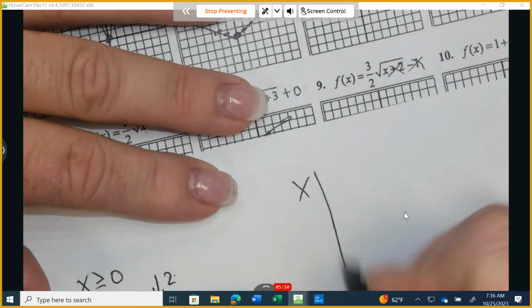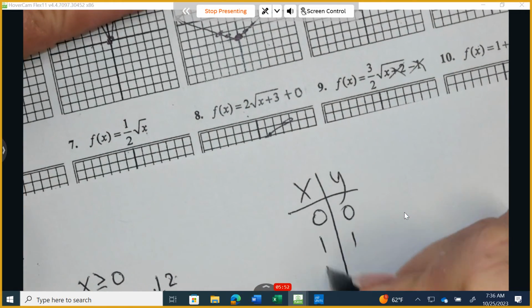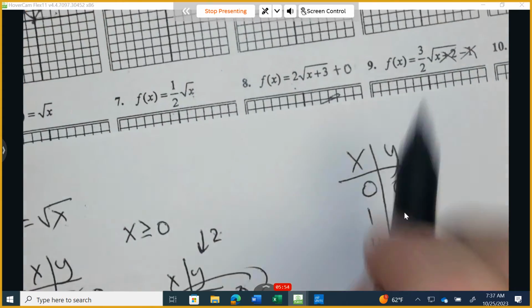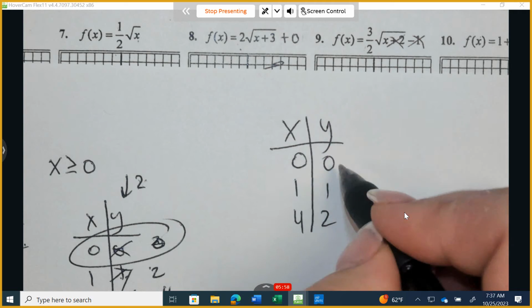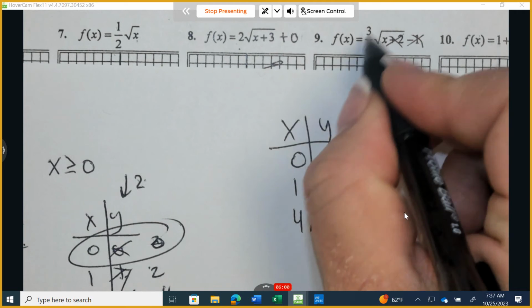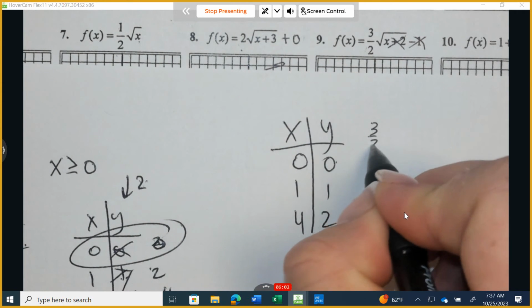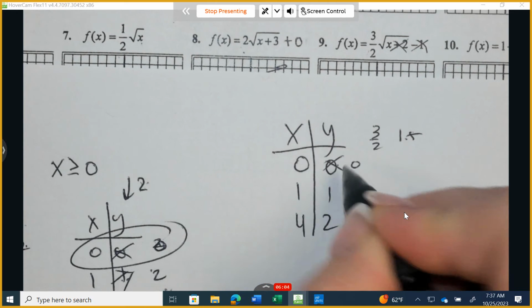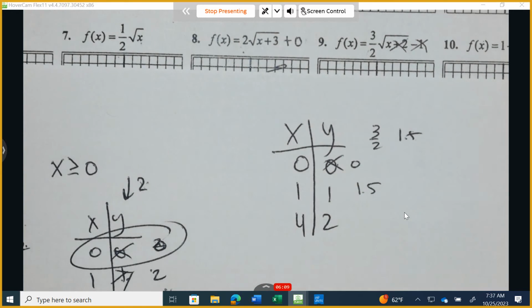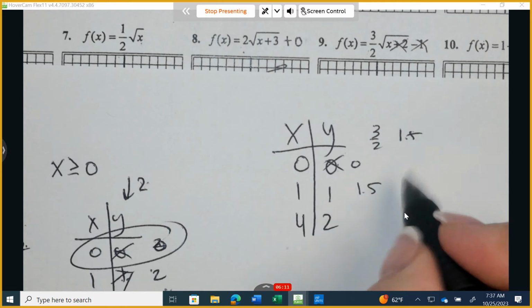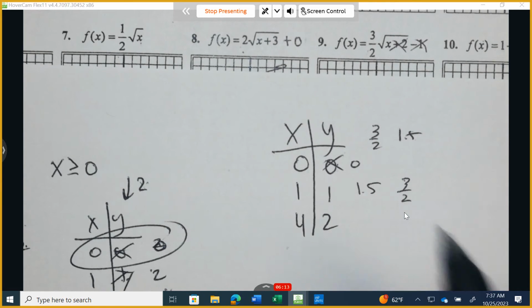Then I'm going to make my quick table, 0, 0, 1, 1, 4, 2. Because I have a number out front, I need to multiply it. So 0 times 1.5, because 3 halves is the same as 1.5, is still 0. 1 times 1.5 is 1.5. And you can think of this however you want, or if you wanted to leave this as 3 halves, because that makes sense to you, they're equivalent.